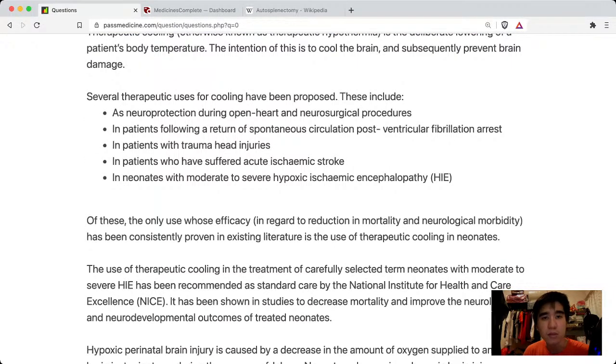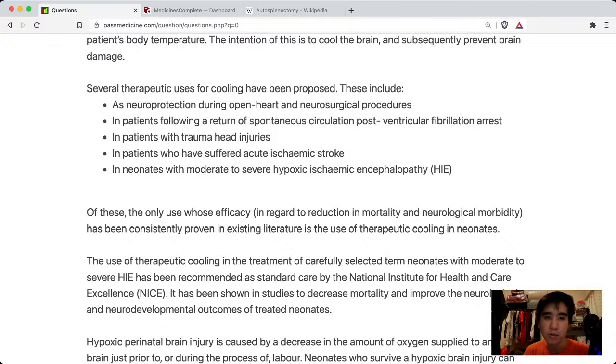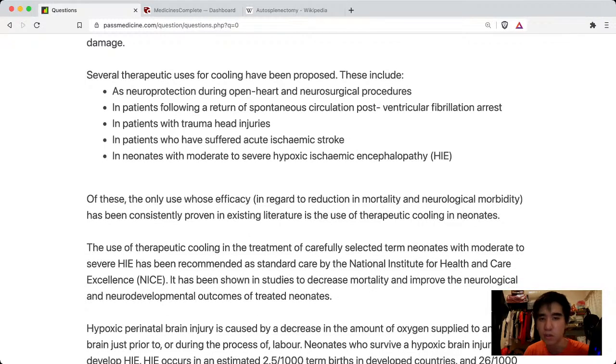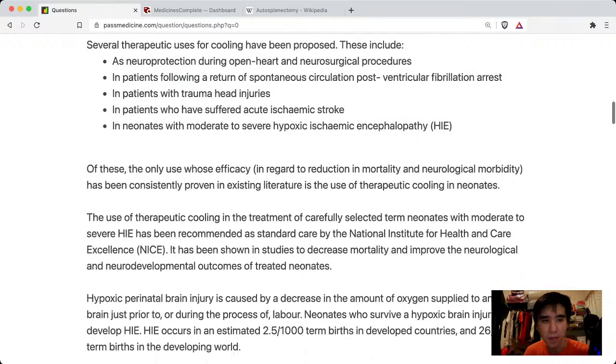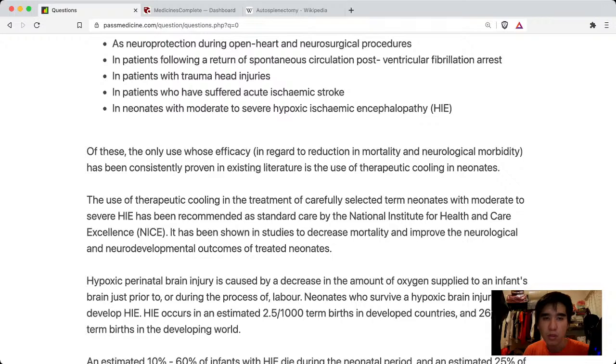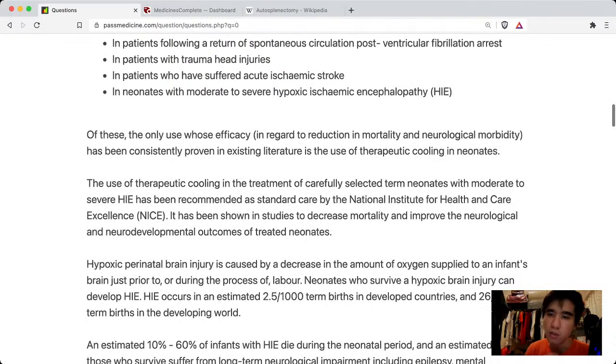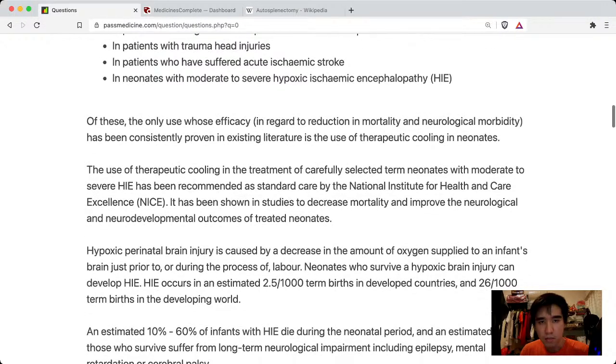Several therapeutic uses for cooling have been proposed. These include as neuroprotection during open heart and neurosurgical procedures, in patients following a return of spontaneous circulation post-ventricular fibrillation arrest, in patients with trauma, head injuries, in patients who have suffered acute ischemic stroke, in neonates with moderate to severe hypoxic ischemic encephalopathy. Of these, the only use whose efficacy in regard to reduction in mortality and neurological morbidity has been consistently proven in existing literature is the use of therapeutic cooling in neonates.